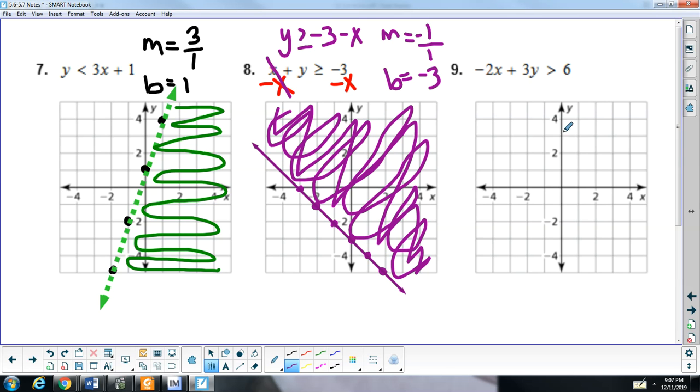Okay, at this time, I want you to go ahead and pause the video and try 9 on your own. Get the y by itself, find your slope, find your y-intercept, and graph.